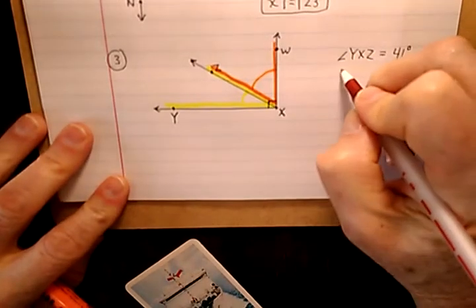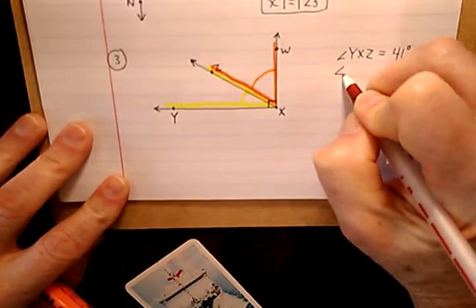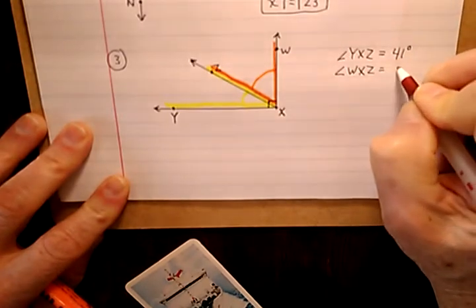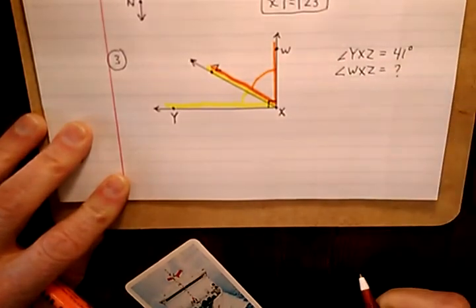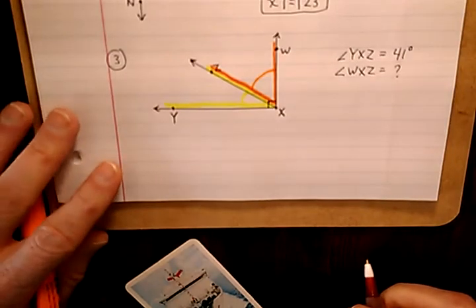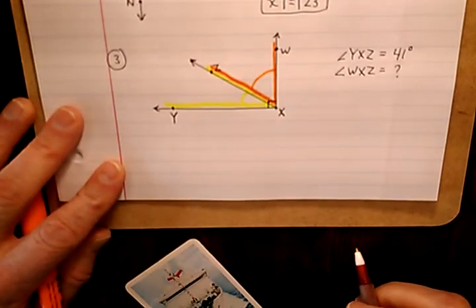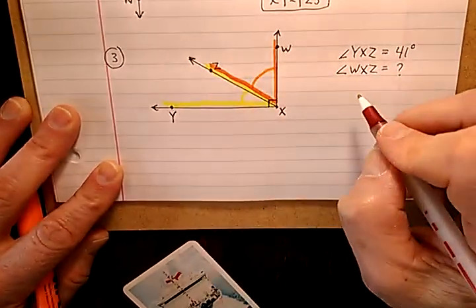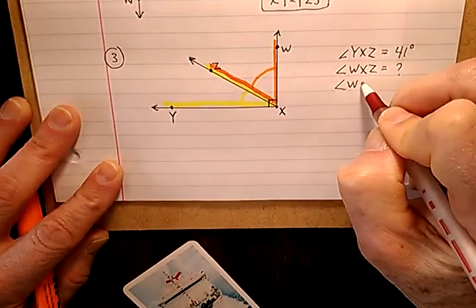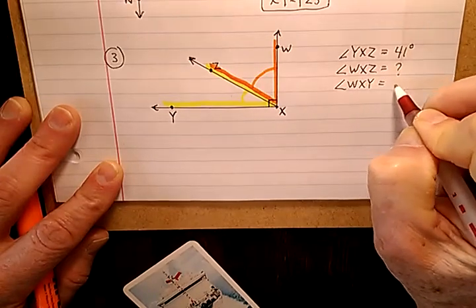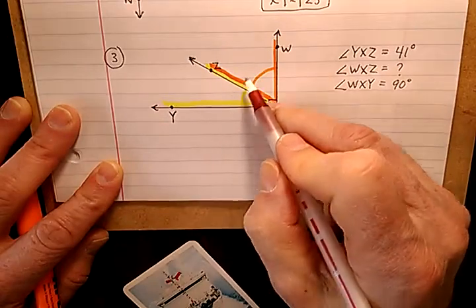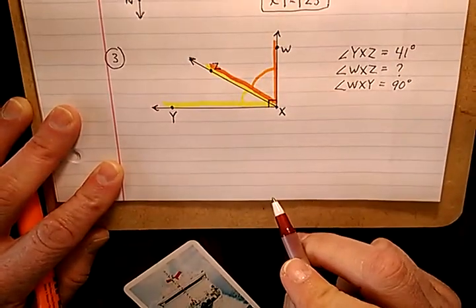So angle WXZ equals question mark. We don't know. But we know they're complementary. They have to be complementary because angle WXY equals 90 degrees. So if the whole thing is 90, these two parts have to add up to 90.